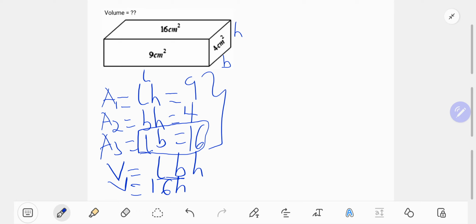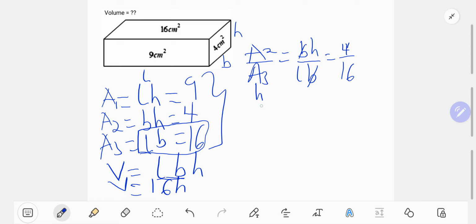Now we're going to find the value of H using these three equations. That is LH equals 9, BH equals 4, and LB equals 16. So let's take A2 and then A3. If we divide A2 by A3, that's going to give us BH over LB equals 4 on 16. Now these two B's are going to cancel out, which leaves us with H on L equals 4 on 16. Now if we cross multiply, we're going to get 16H equals 4L.